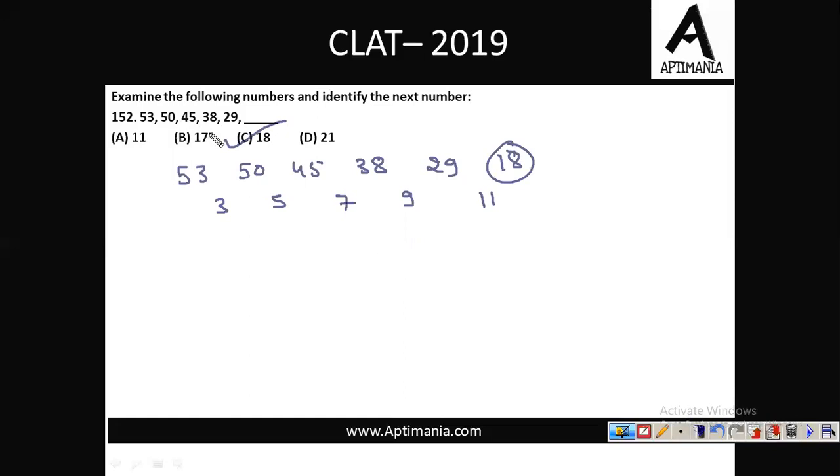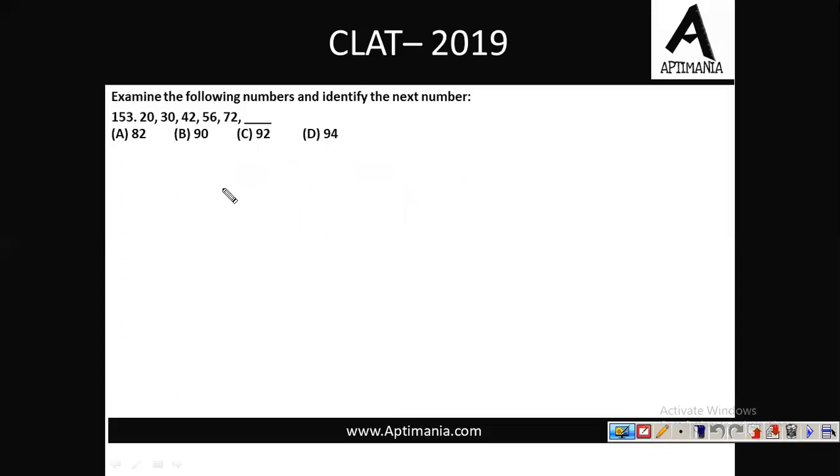Fine. Going to the next question of the set of this paper, 20, 30, 42. Again, a very basic question. 20, 30, 42, 56 and 72. Now see, the difference over here is of 10, then 12, then 14, then 16. So next it must be of 18 only. So 72 plus 18 makes it 90. So the correct answer is option B, that is 90.